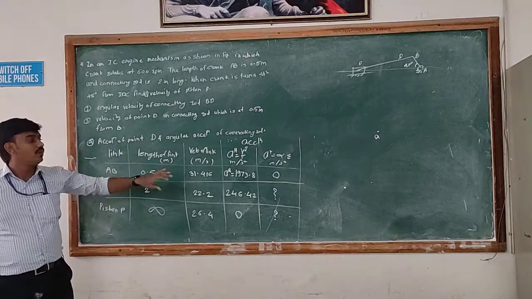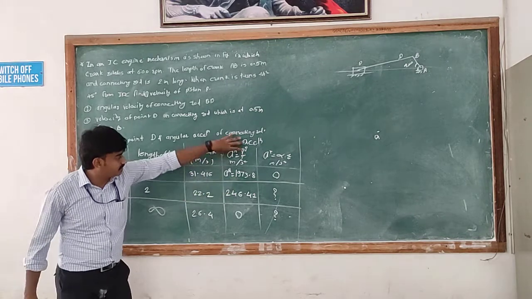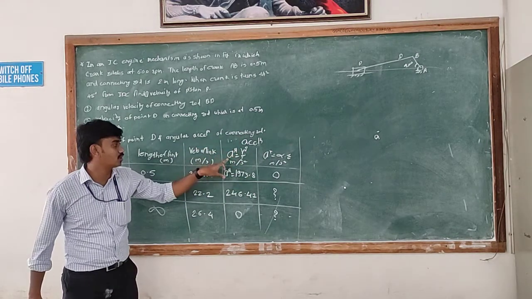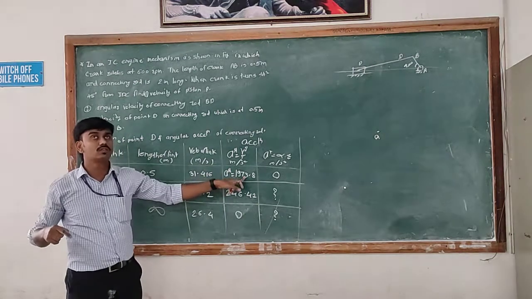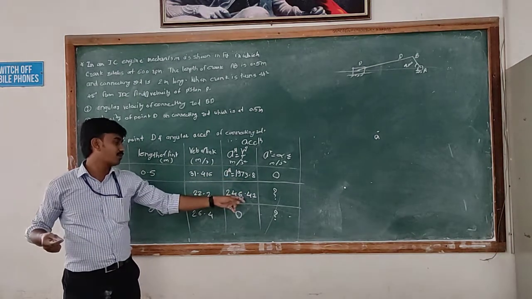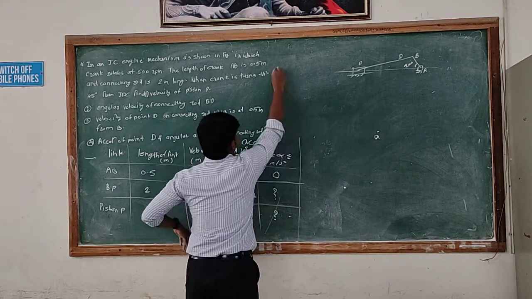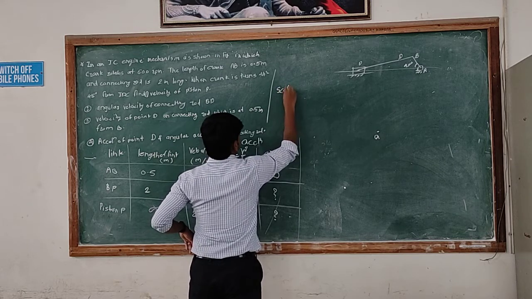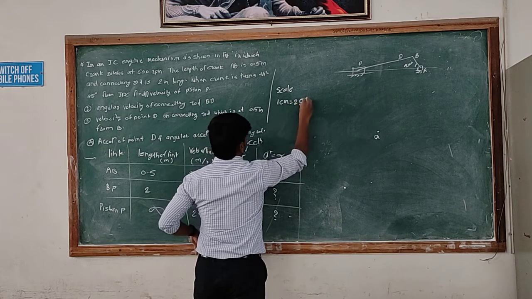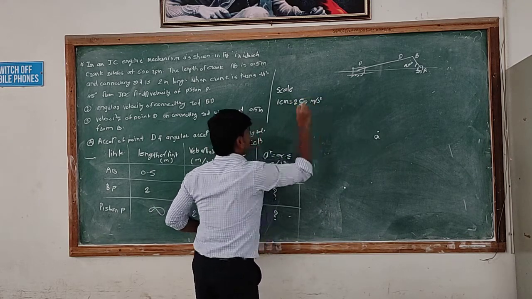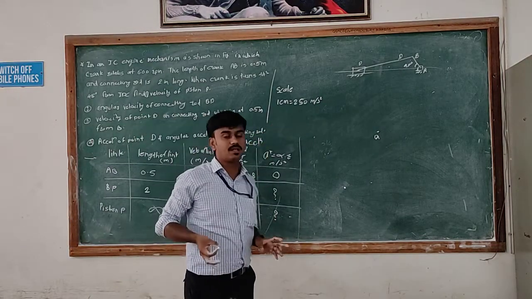Here we have to take one scale. First of all, if we consider this normal acceleration column, this value is near about 2000. It is 246. Here it is 0. So take a suitable scale. So I will mark the scale here: 1 centimeter is equal to 250 meter per second squared.